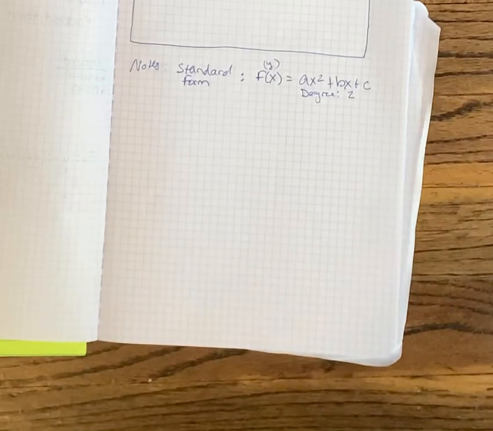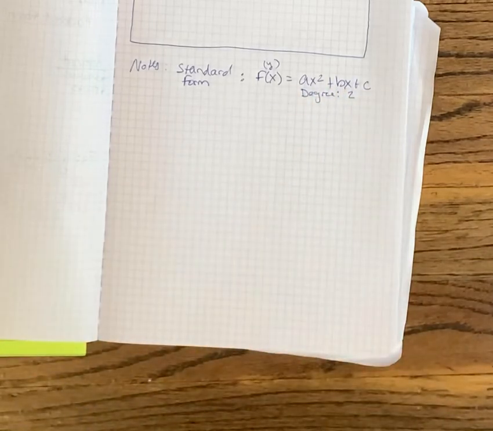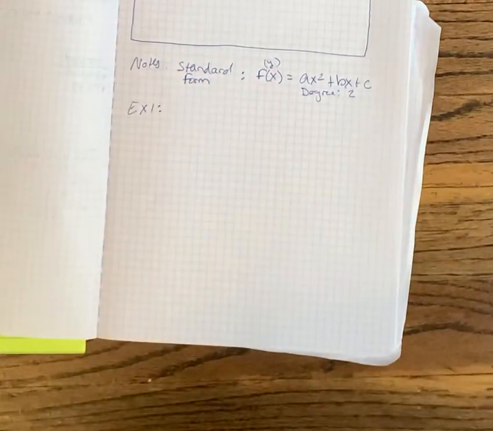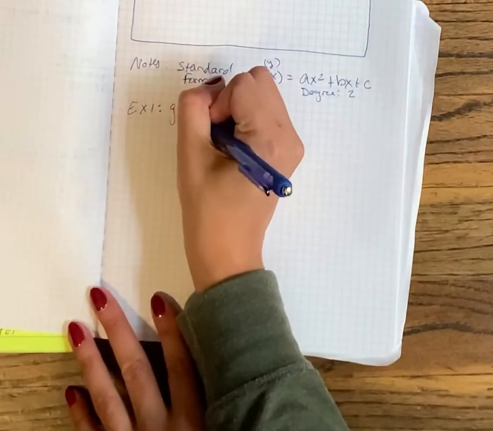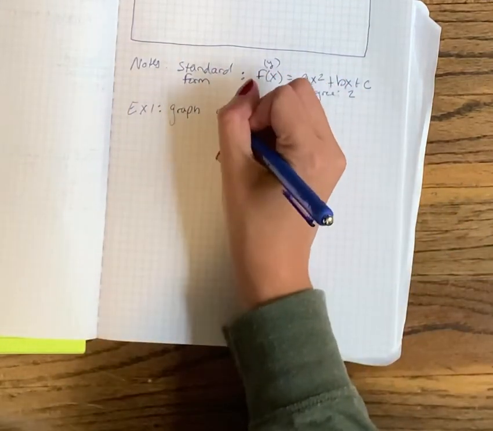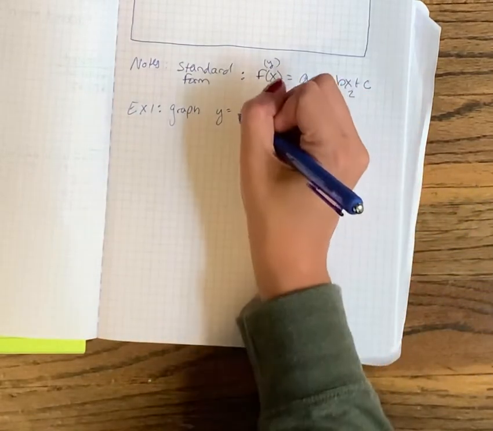Great. So now that we have standard form, we know that we have the a, b, and c, and the degree is 2. We can go into our first example. So our first example is going to be graph, and a graph. That's why today it's called graphing standard form. y equals negative x squared minus 3x minus 1.